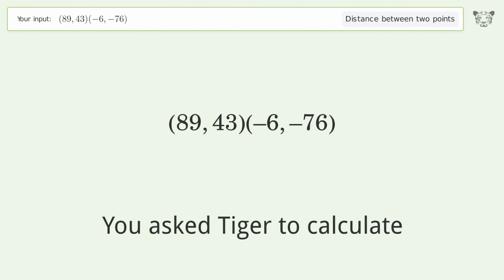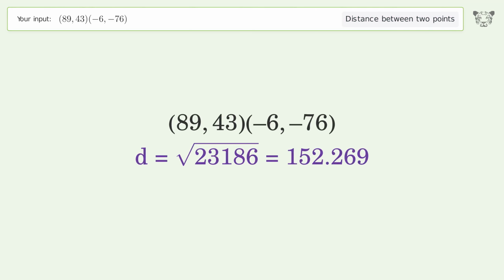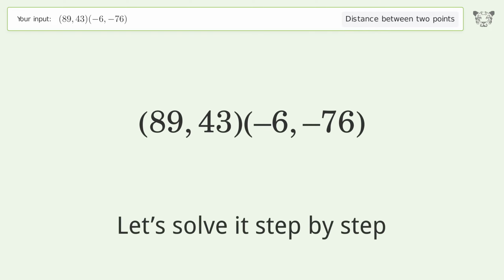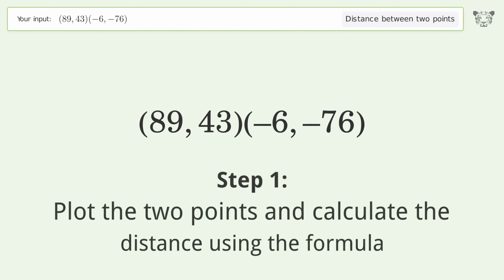You ask Tiger to calculate. This deals with the distance between 2 points. The distance between the 2 points is the square root of 23,186, or 152.269. Let's solve it step by step. Plot the 2 points and calculate the distance using the formula.